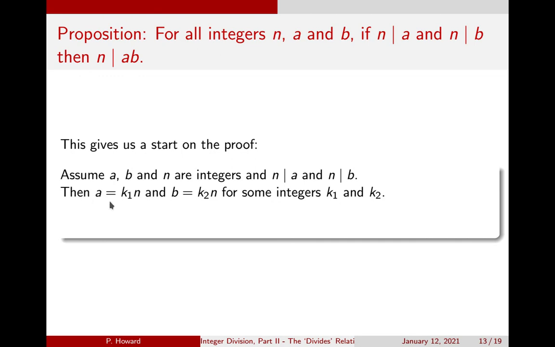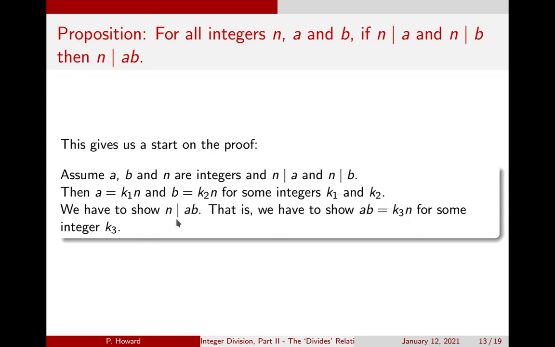As a consequence of the definition of divides, a is k1 times n and b is k2 times n for some integers k1 and k2. And then we note what we have to prove. We have to show that n divides a times b. That is, we have to show that ab is k3 times n for some integer k3.